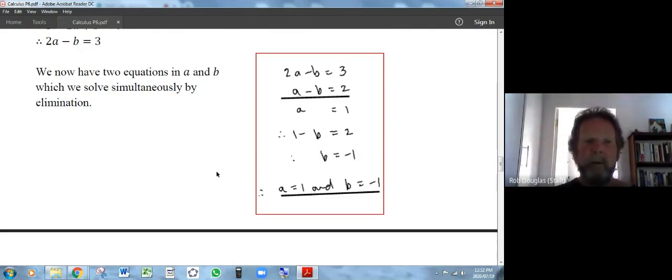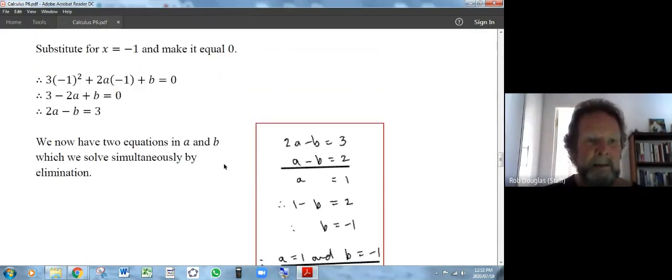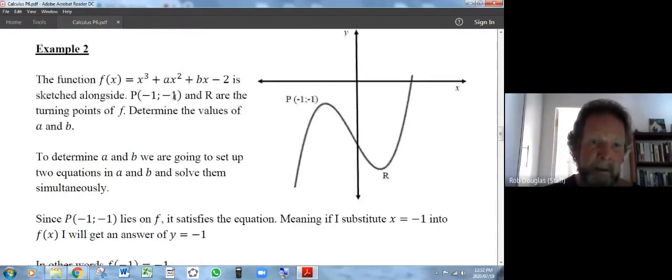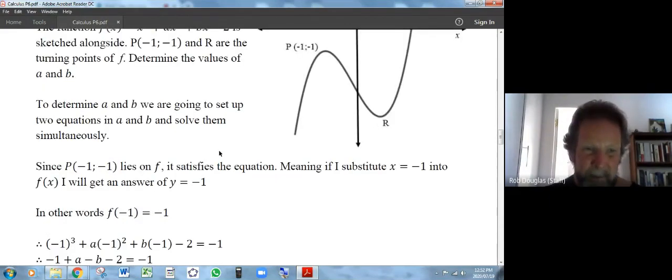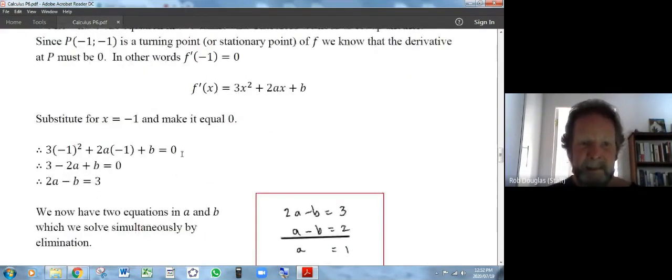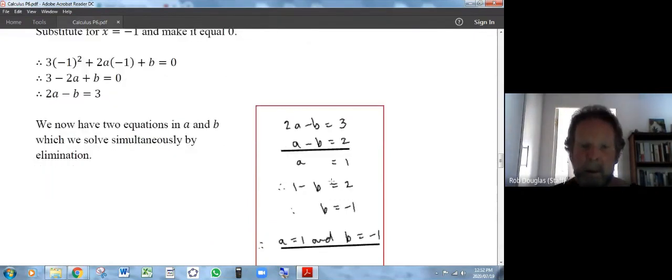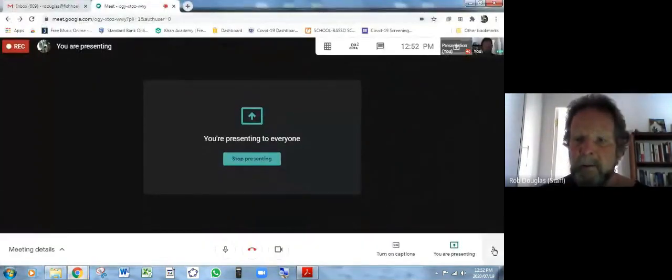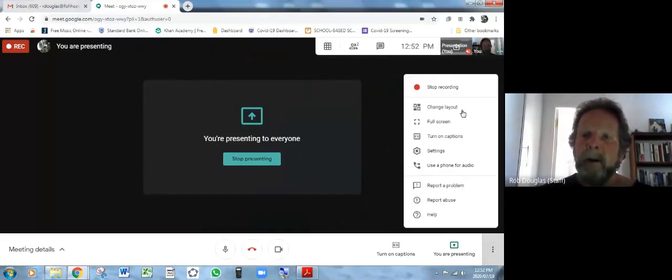And we've done the whole thing just based on two ideas. Taking the point, putting minus 1 into the original function and getting an equation in a and b. Then taking the derivative and putting minus 1 in to get 0 out. And that's the whole story. That's how it works. And that's the end of this.